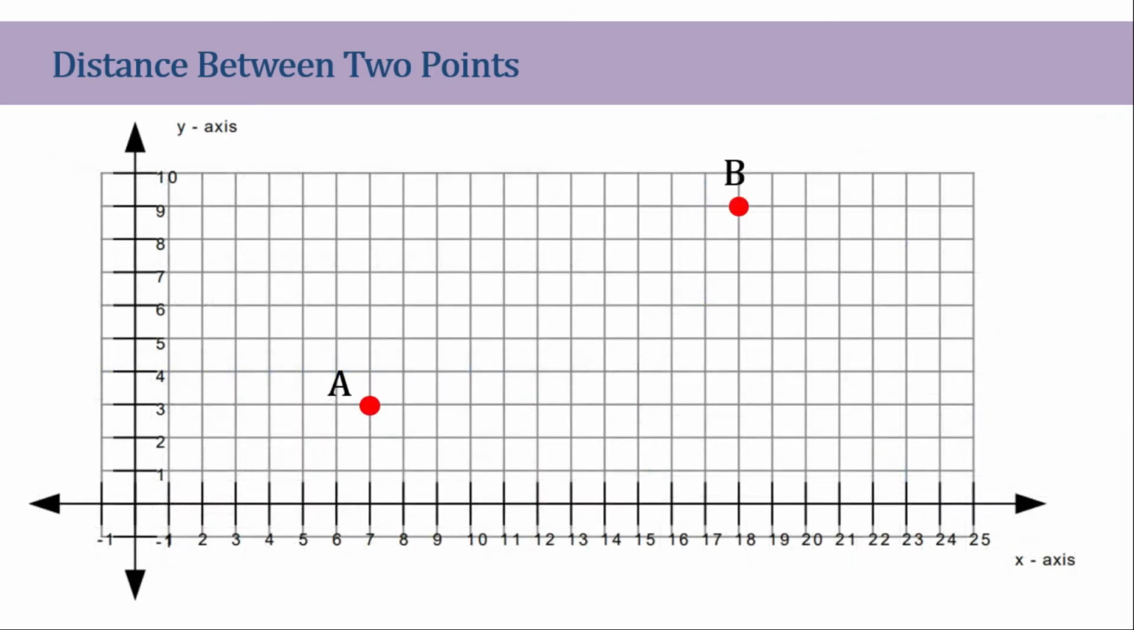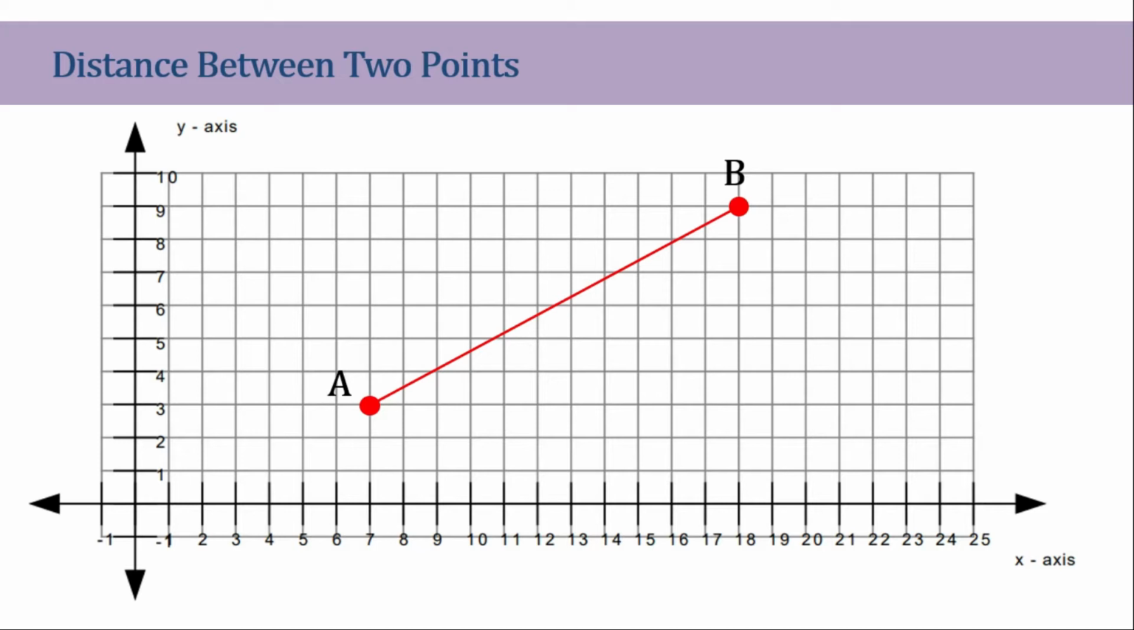To get the horizontal distance, we just need to get the absolute value of the difference of the abscissas. And to get the vertical distance, we just need to get the absolute value of the difference of the ordinates. Now, what if we are given a line that is neither a horizontal nor a vertical line? So how do we deal with this?